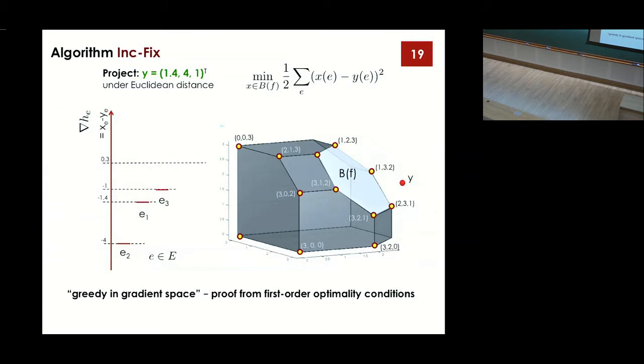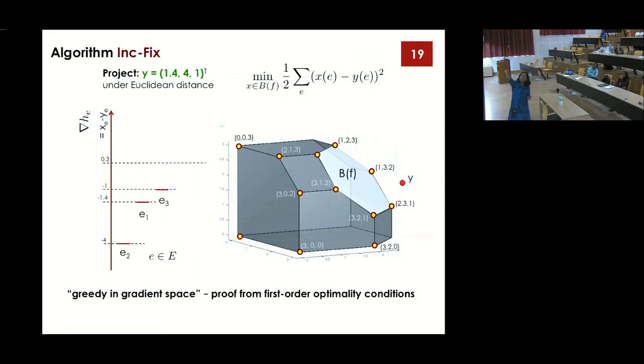Okay, and I'm projecting this under the Euclidean norm, which is the function written at the top. And the way the algorithm works is that it's a greedy increase in the gradient space. So what does that mean? It means that I'm going to look at all the elements. So I'm going to look at positions 1, 2, and 3. I'm calling them E1, E2, and E3. So those are the elements of my ground set. I'm going to order them in the gradient space greedily.